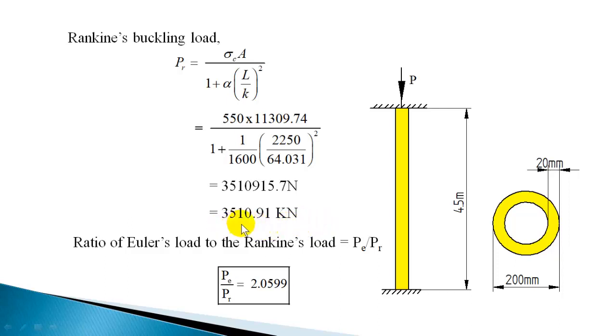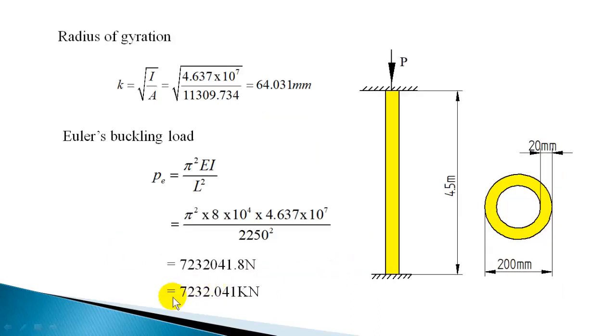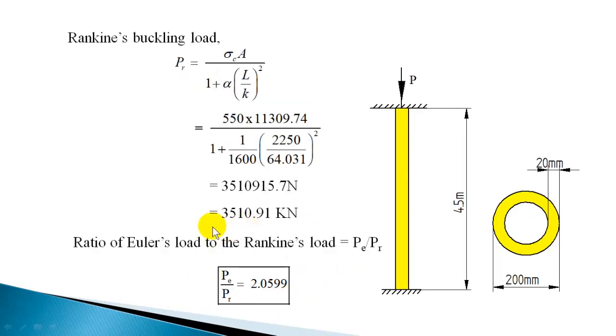Now if you compare these loads, you can take the ratio of Euler's load to Rankine's load. PE by PR: PE we got 7232.041, and PR, Rankine's load, you are getting is 3510.91. If you take the ratio, you are getting 2.0599.